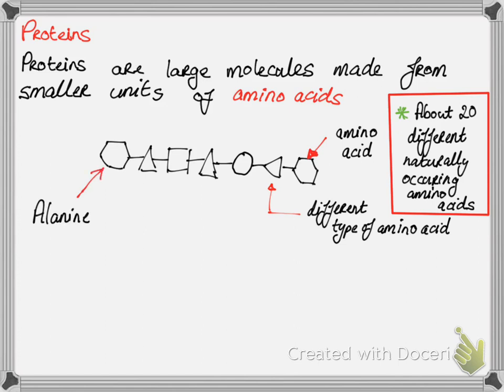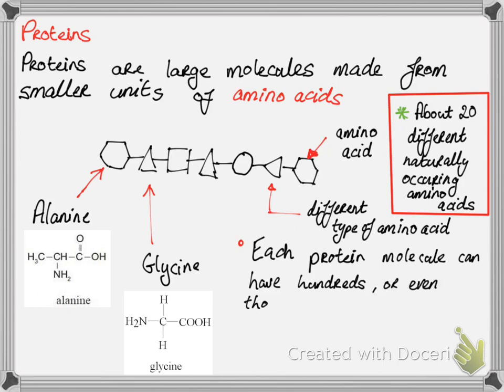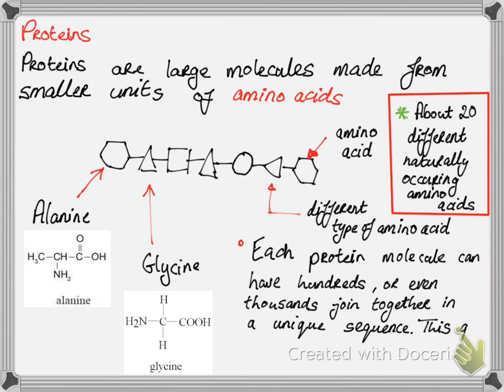So an example of this would be alanine and glycine are 2 examples of amino acids. Each protein molecule can have hundreds or even thousands of these amino acids joined together. This gives a unique sequence, which allows the protein to develop its own individual properties. So depending on the arrangement of these shapes, the protein will fold differently, giving it a different structure.